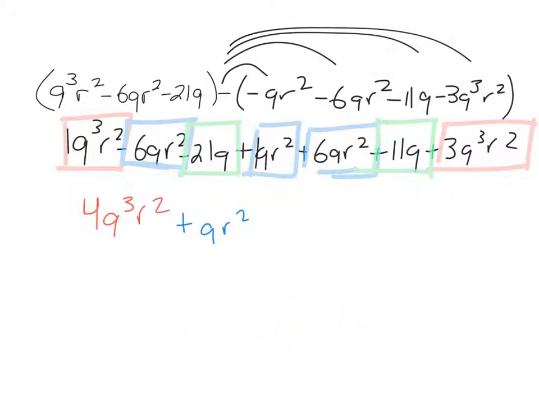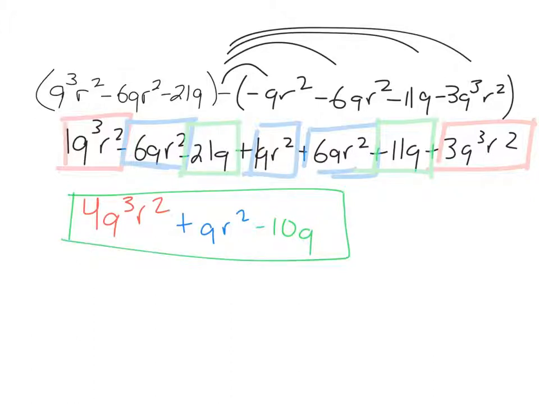And then last, the ones in green, we have negative 21 and positive 11. Negative 21 plus 11 is negative 10. And that would be negative 10q. Sorry, that was supposed to be in green. Negative 10q. And this is already in standard form, so we don't need to change anything. That's our answer. This would, again, be a trinomial.